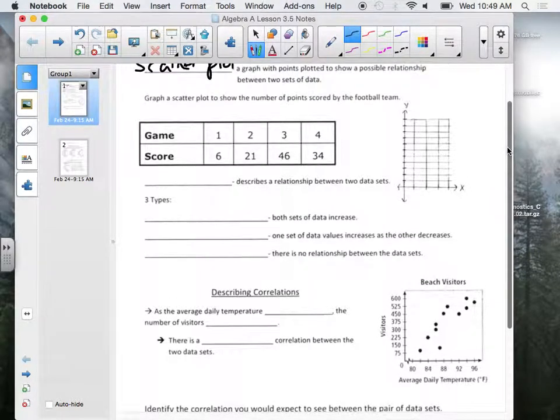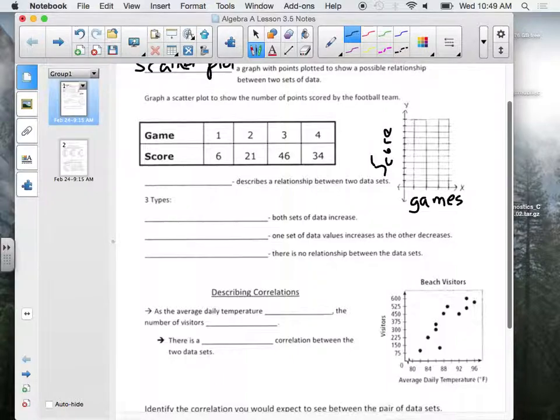Okay, so this first problem says graph a scatter plot to show the number of points scored by the football team. So let's write down here, these are the number of games, and on this one, this is the score. For this first one, game 1, score 6. What would I do? Go find 1, go 6.